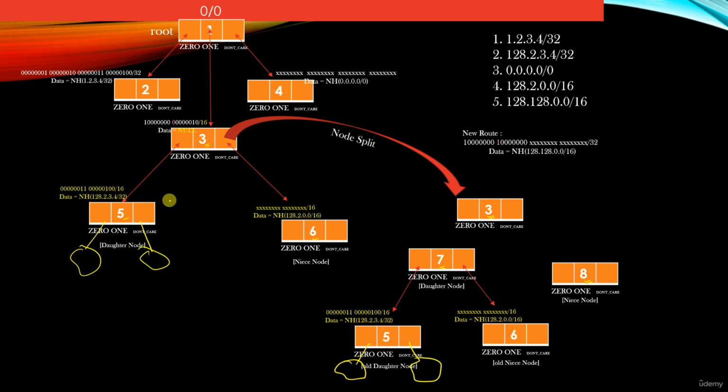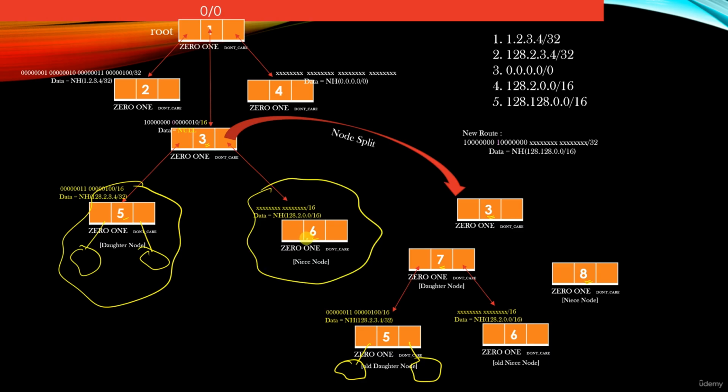So when I say moving the children, that is node number 5 and 6, it simply means I am moving the entire subtree which is rooted at node number 5 and the entire subtree which is rooted at node number 6 from node number 3 to node number 7. Alright, so remember that we are not just moving the children, we are moving the entire subtree.